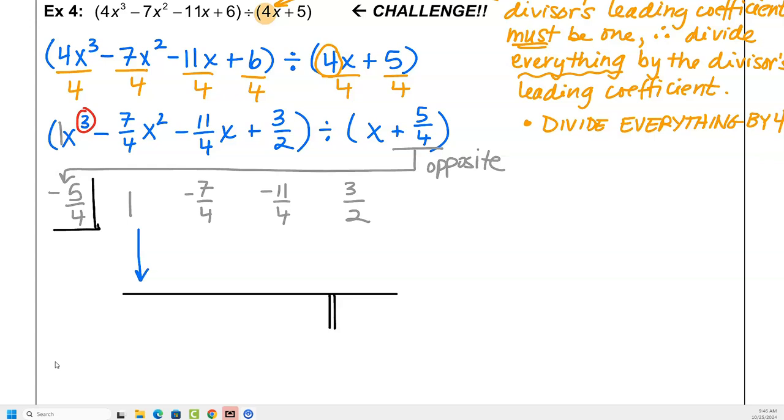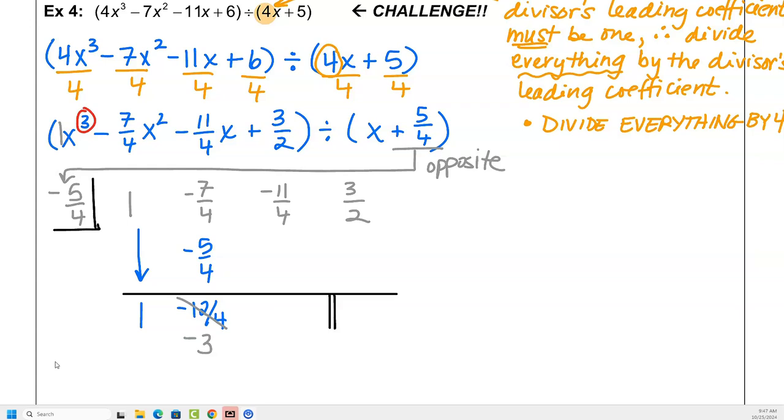Drop the 1. Negative 5/4 times 1 is negative 5/4. Now we're going to add those, right, going down. What's negative 5/4 and negative 7/4? Is that negative 12/4? Hey, what's negative 12/4, you guys? Yeah, that's just basically negative 3, isn't it?